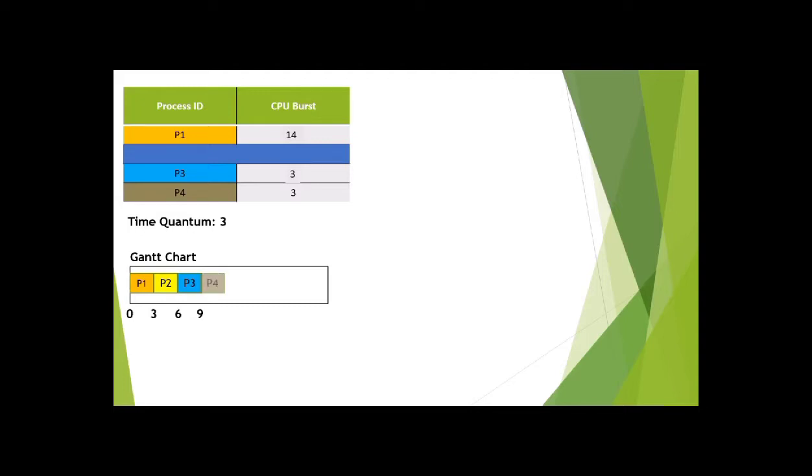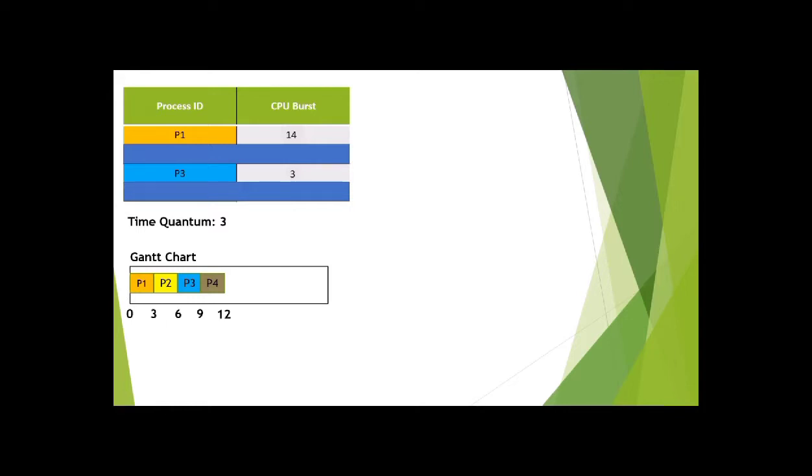So next is si P4. So pumasok siya at the time of 9 at natapos siya at the time of 12. Ibabawas din natin yung nagamit niya. 3 minus 3 is equal to 0. So wala na siya natirang time. Tanggalin na din natin siya.